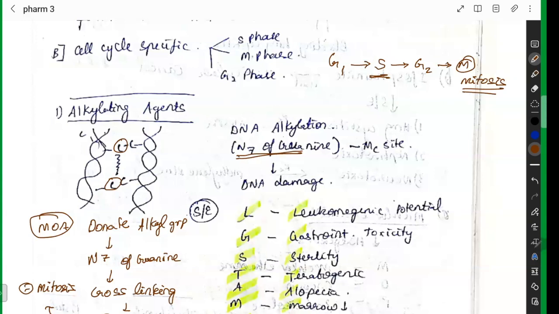So remember, alkylating agent can affect all the stages of your cell cycle except one, and this is a very important point. That one place is your G1 phase. In G1 phase alone, your alkylating agent does not act. It is going to act on your S phase, on the G2 phase, on the M phase, except which phase? That is your G1 phase.